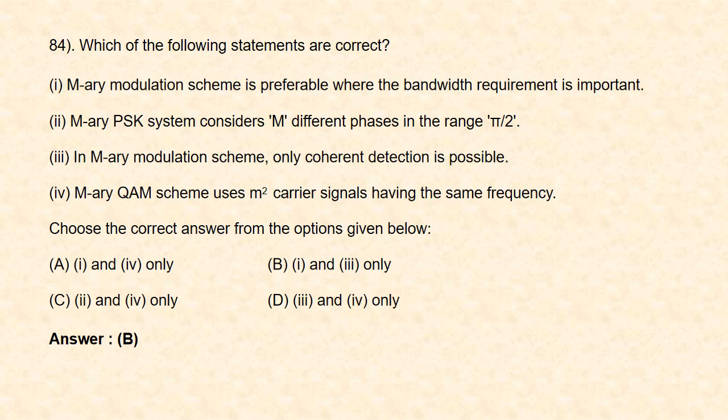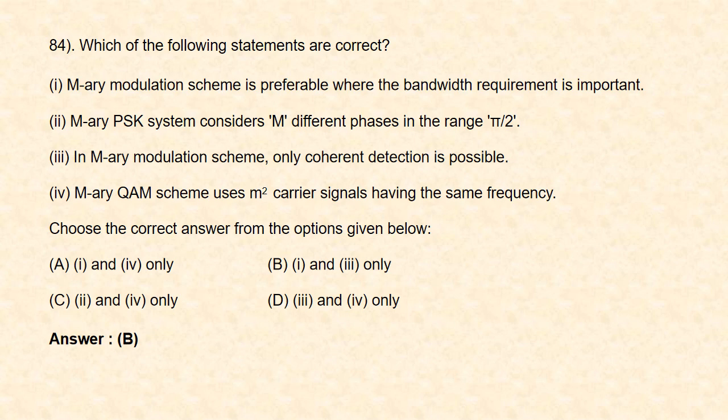Next question. Which of the following statements are correct? First statement, M-array modulation scheme is preferable where the bandwidth requirement is important. Second statement, M-array PSK system, that is phase shift keying system, considers m different phases in the range pi by 2. Here if you see, the first statement is correct because M-array modulation scheme is preferred where the bandwidth requirement is very important.